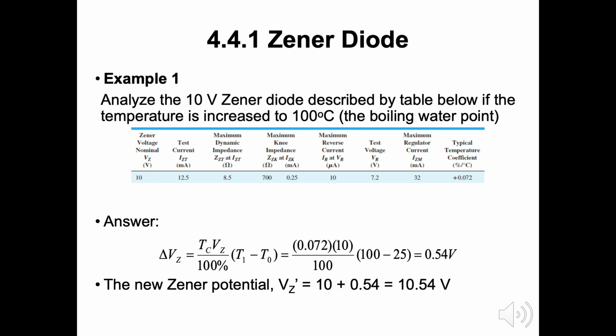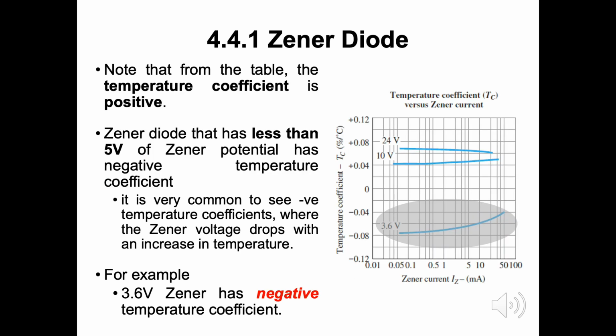Substituting all given values into the equation on page 9, we obtain delta Vz is 0.54 volt. The resulting Zener potential is 10.54 volt. It is important to realize that in this case the temperature coefficient was positive. For Zener diodes with Zener potentials less than 5 volt, it is very common to see negative temperature coefficients, where the Zener voltage drops with an increase in temperature.